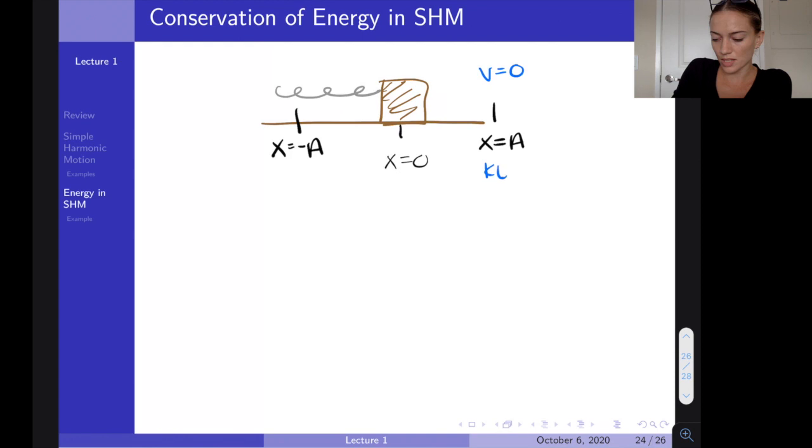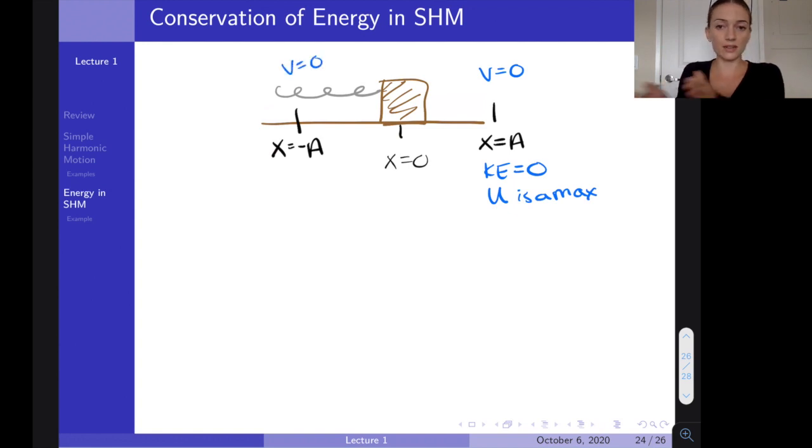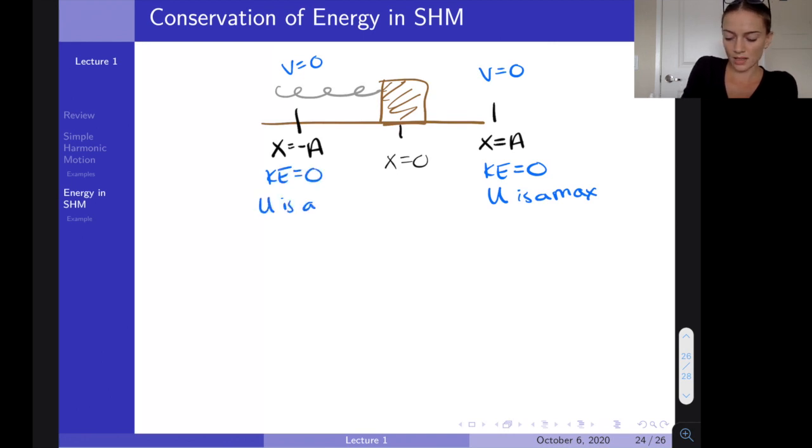So the kinetic energy here is 0, and the potential energy then has to be at a maximum because all of the energy has now been converted into potential. So U is a max, and the kinetic energy is a minimum there. Then the same thing's going to be true over here, right? Again, the velocity will be 0 because it's turning around at its endpoint. So the kinetic energy will also be 0 here, and U is another max at that endpoint too.